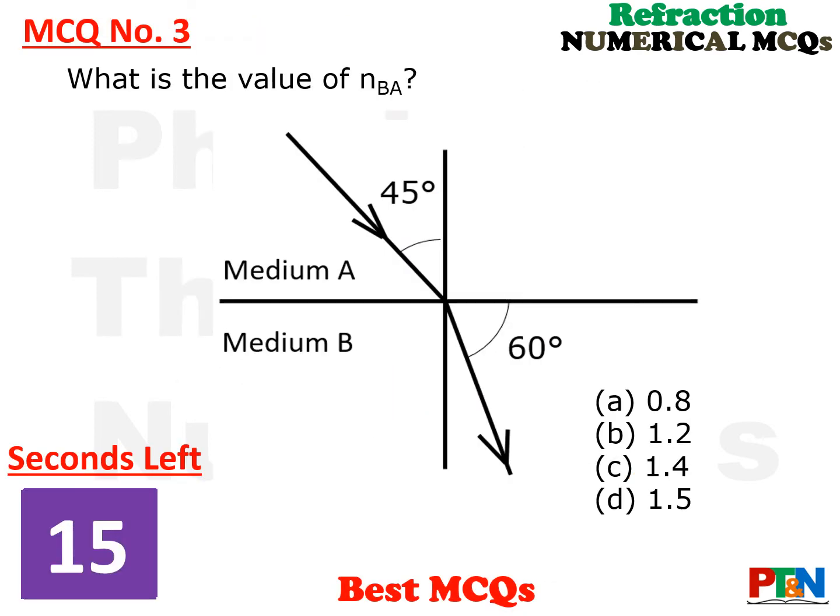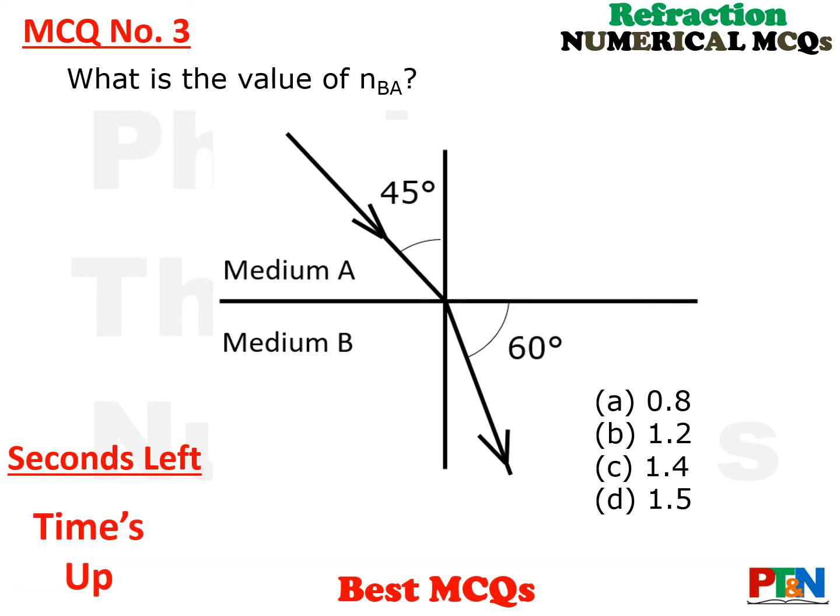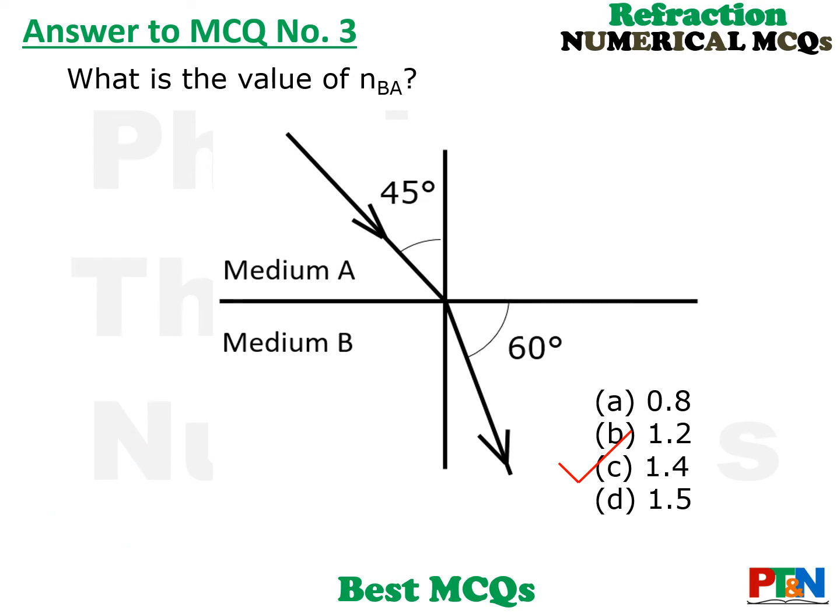Next MCQ. Here you need to find out the refractive index of medium B with respect to medium A. Some angles are given, and you need to find out the refractive index. 15 seconds time, timer starts now. Time's up. Let's see the answer. The answer is option C, that is 1.4. Let's understand the calculation also.